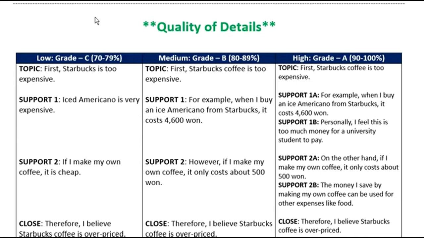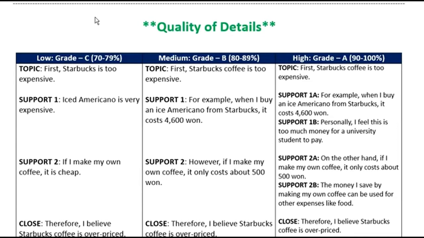And support two. If I make my own coffee, it is cheap. Therefore, I believe Starbucks coffee is overpriced. This is not good supporting details. So you would get a C grade. Okay, medium. So if you wanted to get a B grade, here's how you would get a B grade.